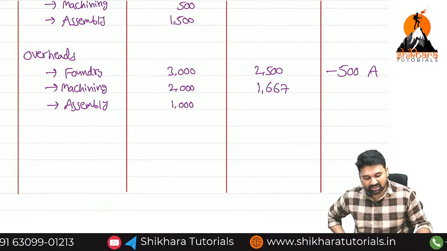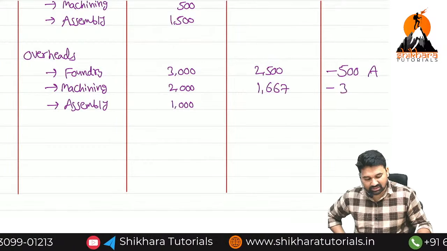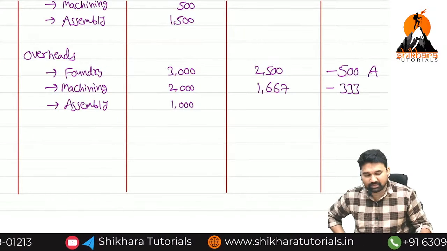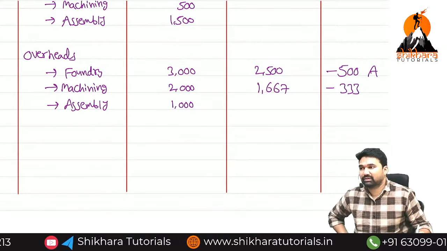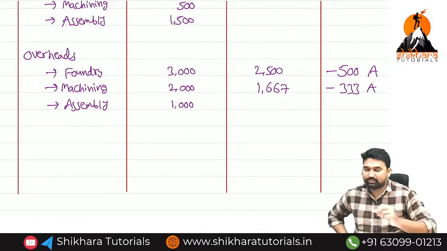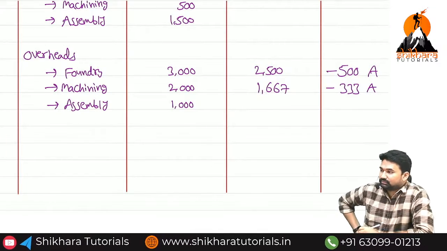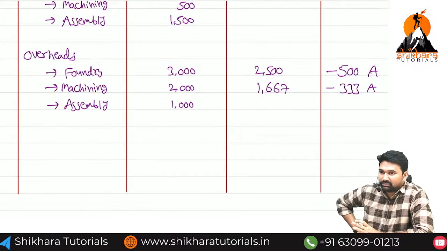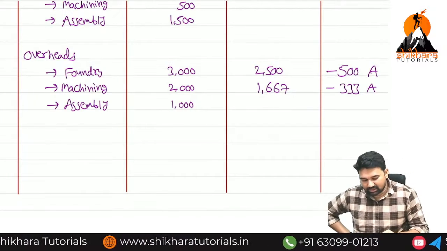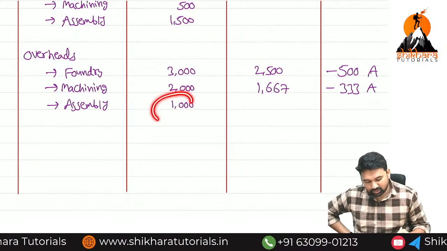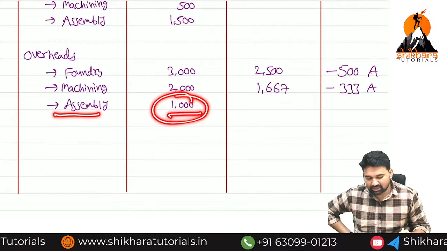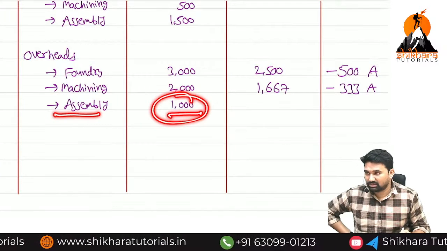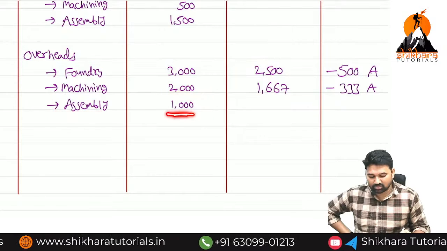333. Minus or plus? Minus. Minus means A or F? A. Are you following? And just answer me the third point. Assembly expenditure is 1000 actual. Same, it is 20% over the budget.